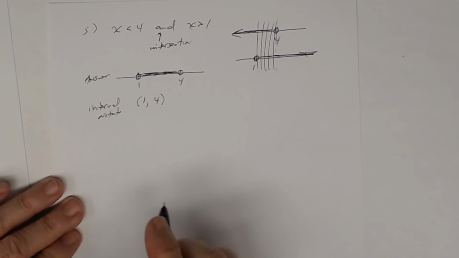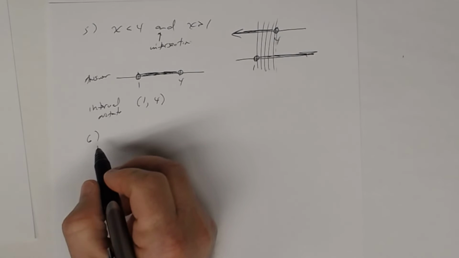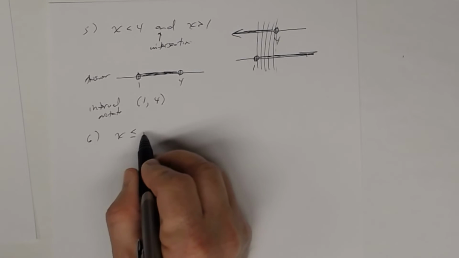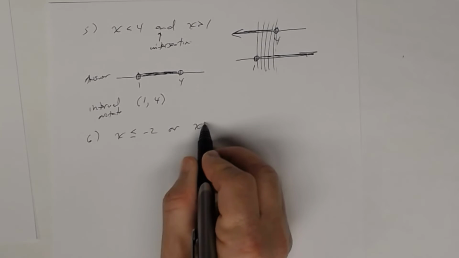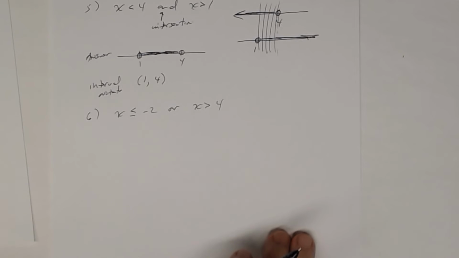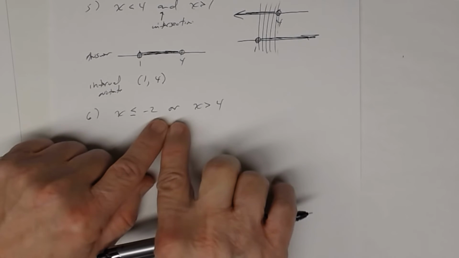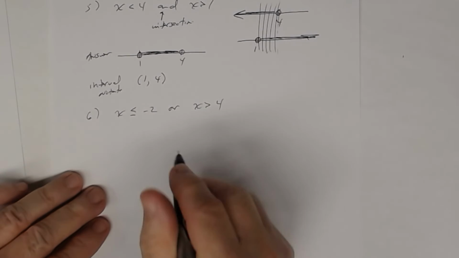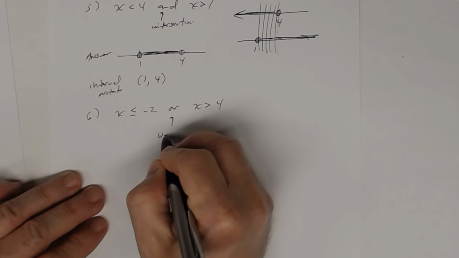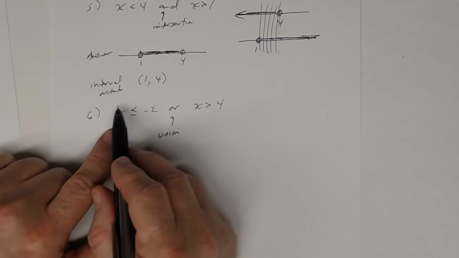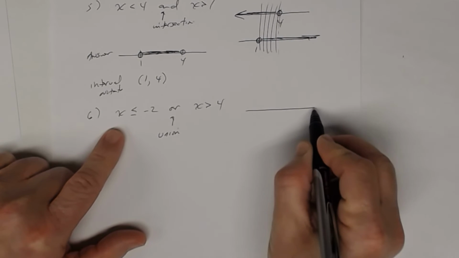All right. Number 6. Let's suppose we had x is less than or equal to -2 or x is greater than 4. So again, notice the compound statement with the word or. Remember, or means union. All right, and let's go ahead and graph each one individually. That's the way you want to approach this.